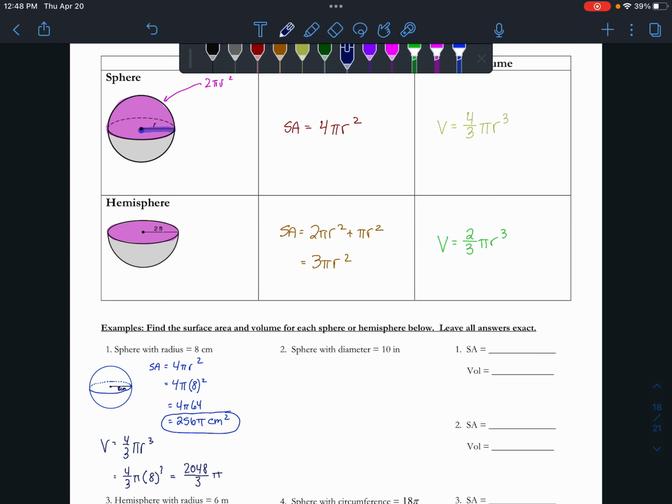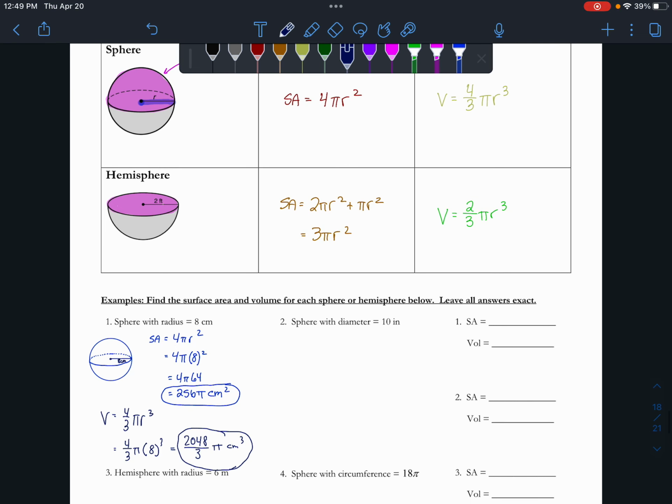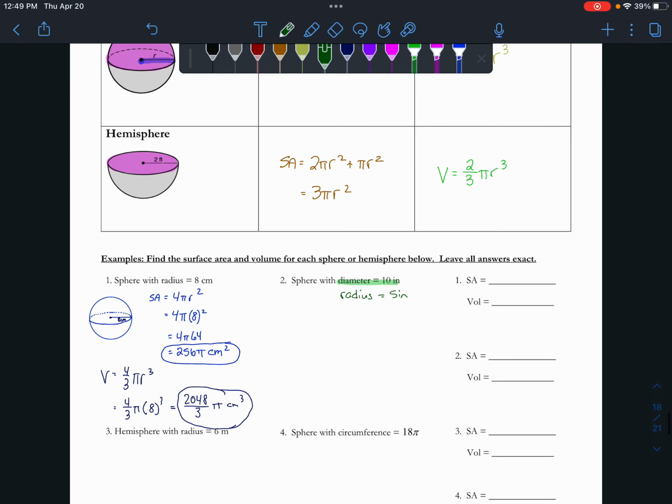If you'd like to write the decimal, you are able to, but I like to leave things in reduced fraction form. Just don't forget your units like I was about to. With volume, we do have cubic units for this one. For problems like number 2, just be careful that your diameter is 10. That's really telling you that the radius is half of that value, which means that my radius is just 5 inches. That is then an exact duplicate of this problem going forwards.